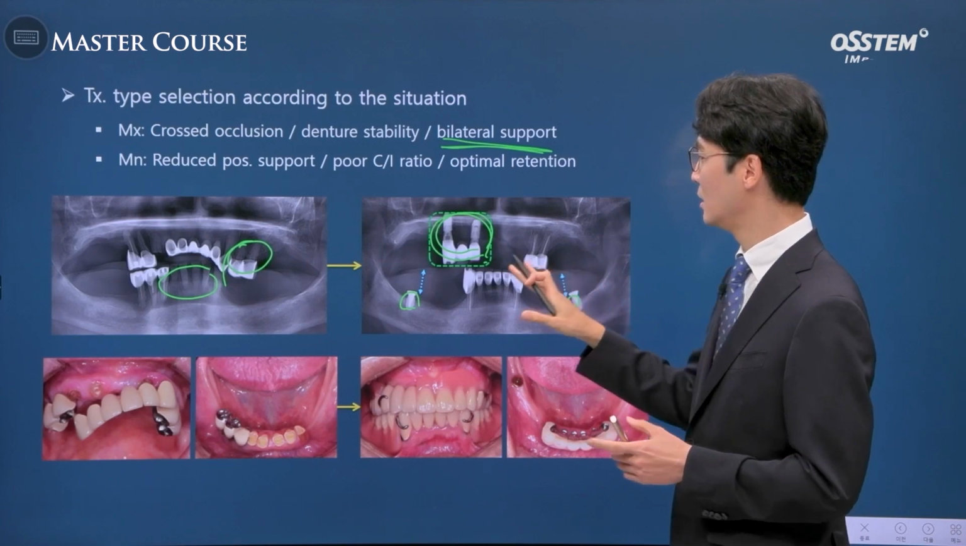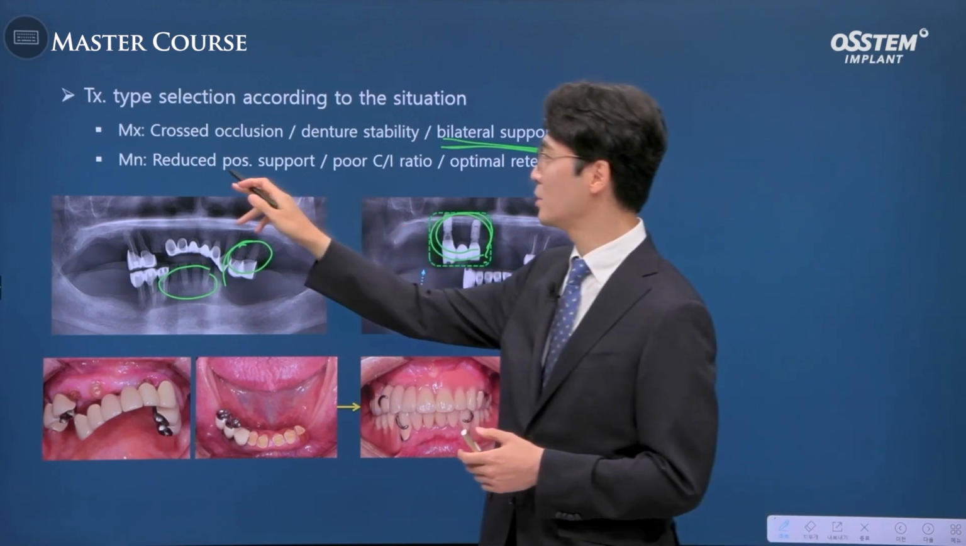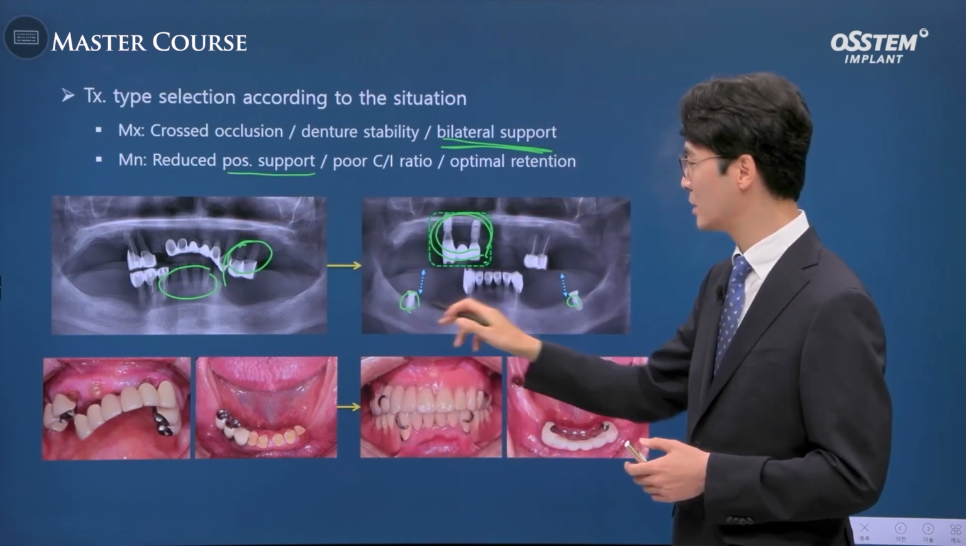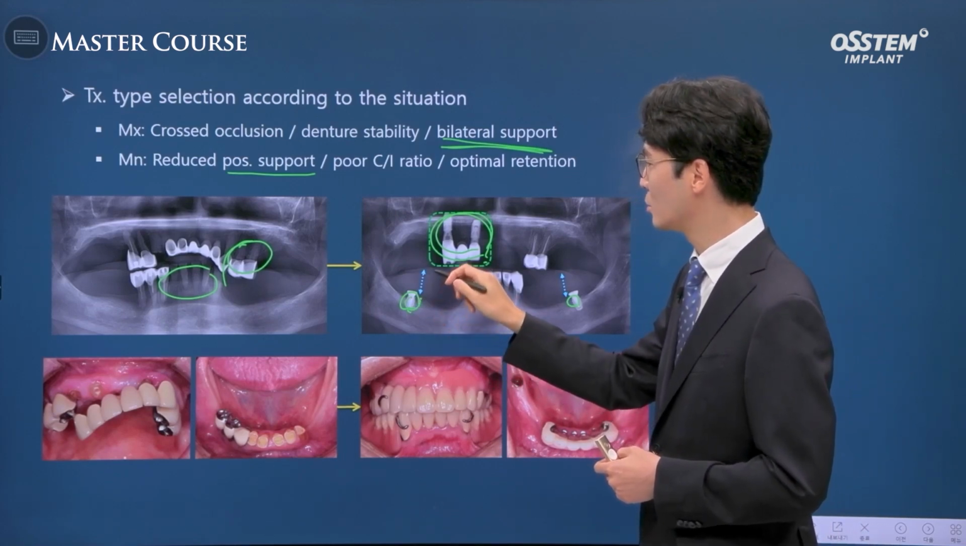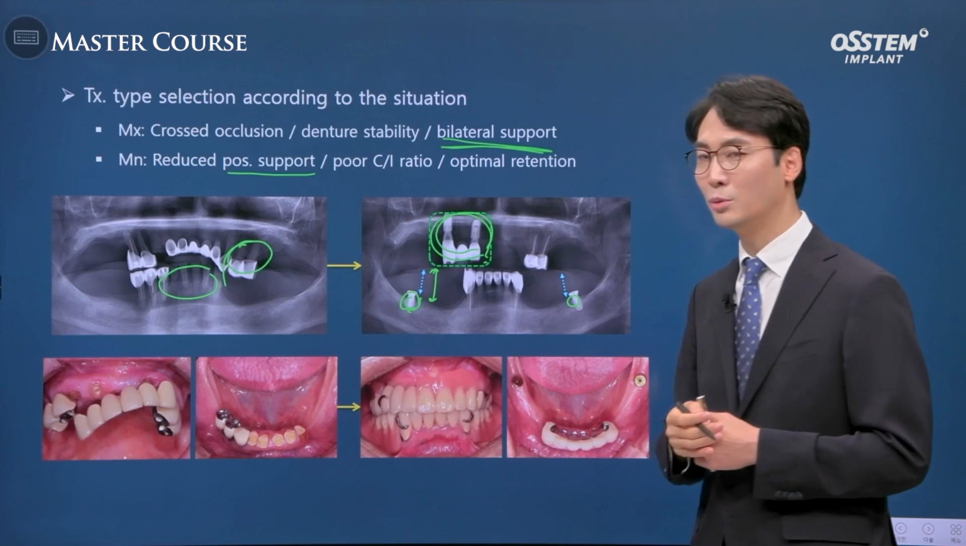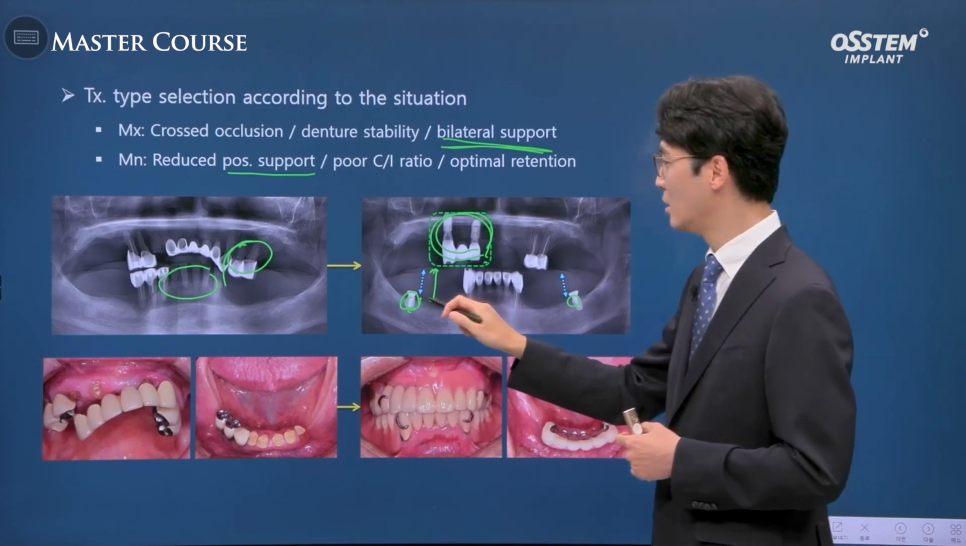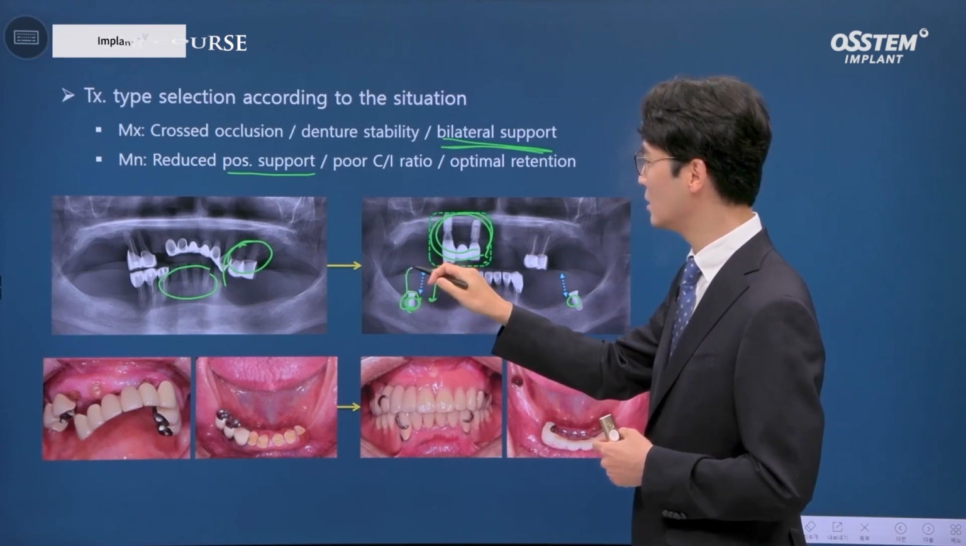In the case of the lower, implants were placed in number 7 and 7 to get bilateral posterior support. The short implants were placed on each side. The available bone was really limited, and the amount of vertical support was very limited.